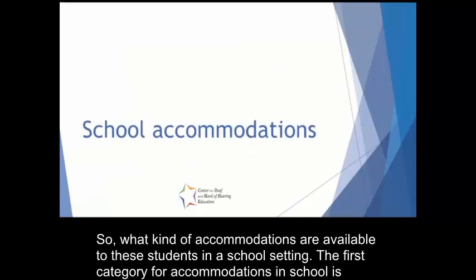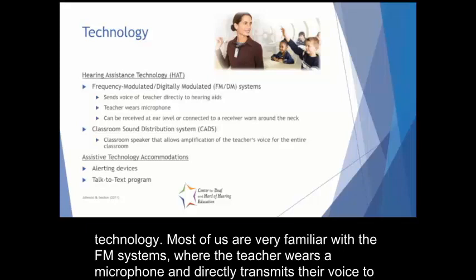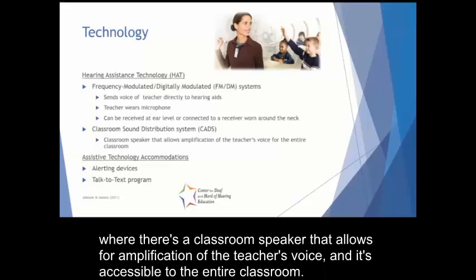So what kind of accommodations are available to these students in a school setting? The first category for accommodations in school is technology. Most of us are very familiar with the FM systems, where the teacher wears a microphone and directly transmits their voice to the student via their hearing aid or cochlear implant processor. This can also be done through a classroom sound distribution system, where there's a classroom speaker that allows for amplification of the teacher's voice, and it's accessible to the entire classroom.